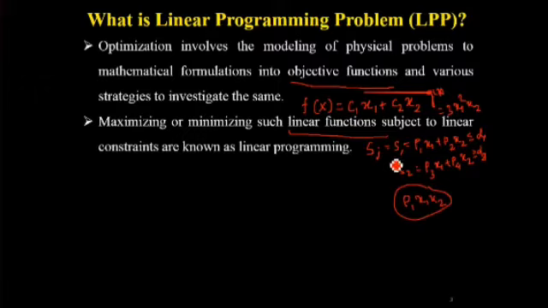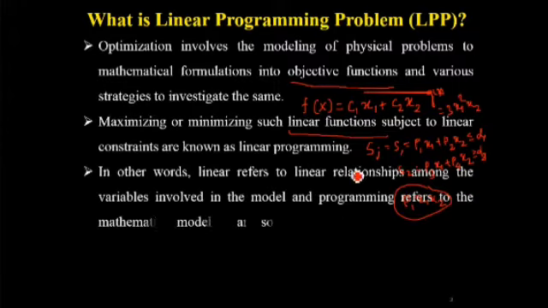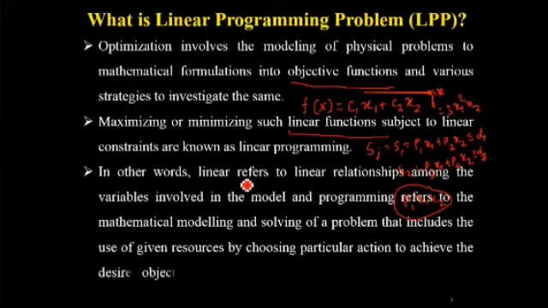Now we will focus a little on what programming means. In other words, we can say this linear refers to the linear relationship among the variables involved in the model. Model means the physical problem. So when we try to write the physical problem into an objective function, when we extract the variables from there, then we will write the objective function with constants.